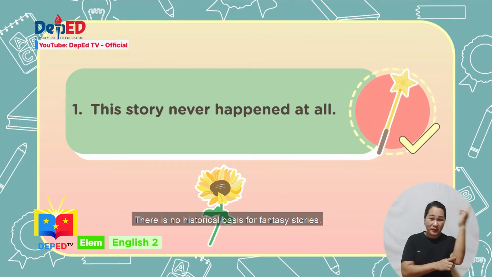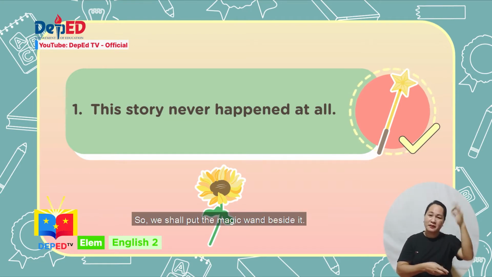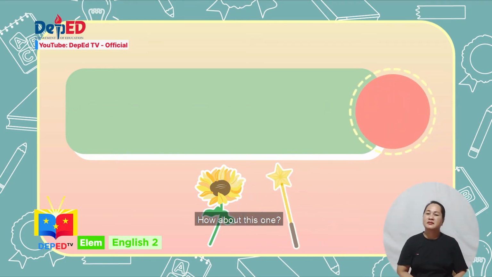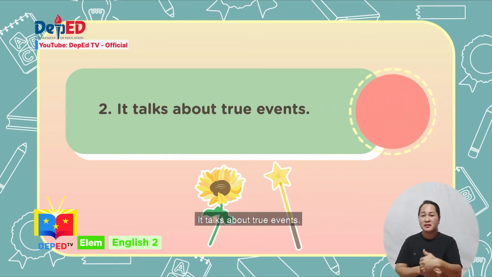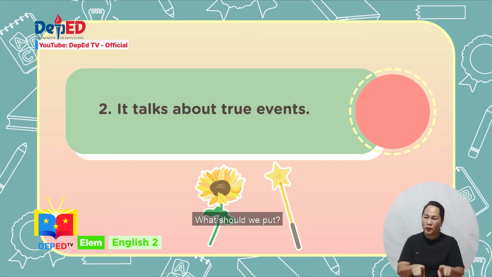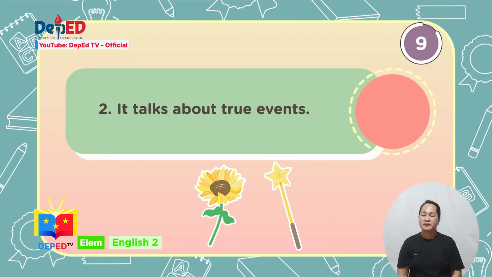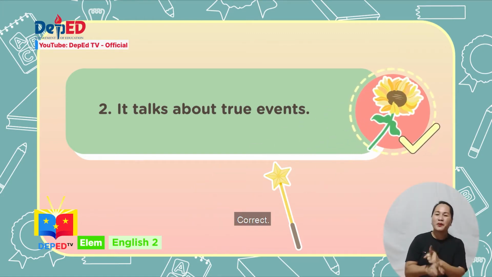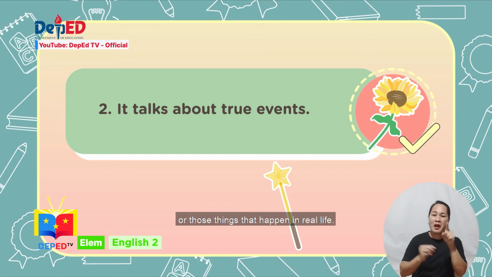Correct! Fantasy! There is no historical basis for fantasy stories. So, we shall put the magic wand beside it. Good job! How about this one? It talks about true events. What should we put? A flower? Correct! Reality talks about true events or those things that happen in real life.